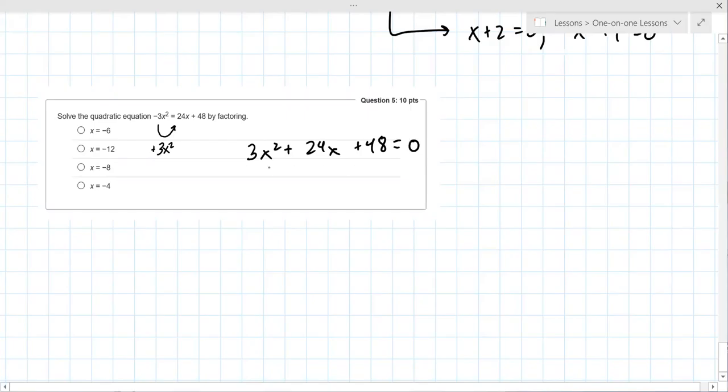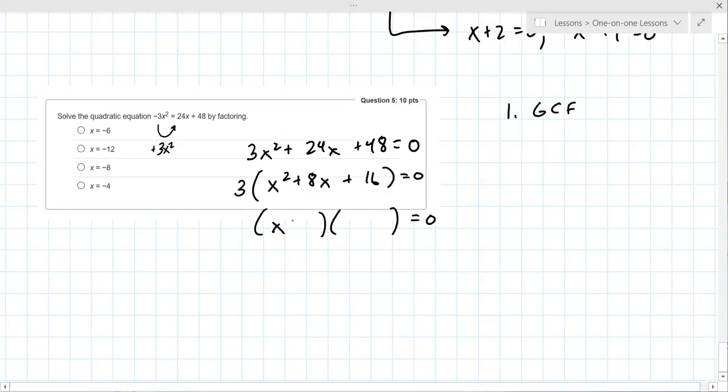So now from this step right here, what is the very first type of factoring that you're always supposed to do? The greatest common factor. Well, does a factor of three go into each of these? Yes, it does. Okay. This is much easier to factor than the one before it.